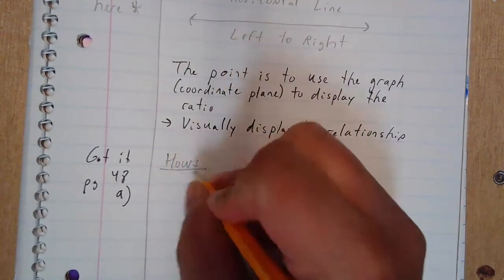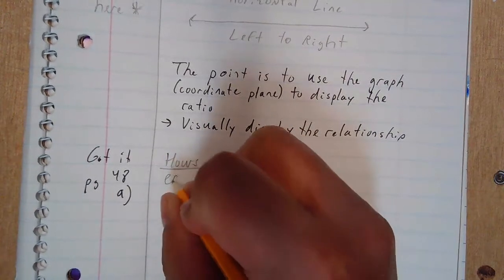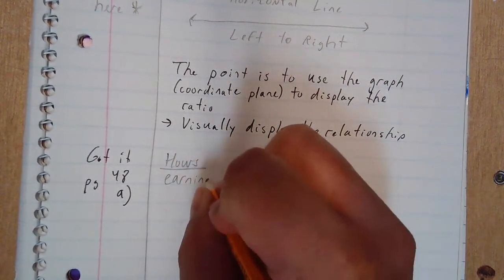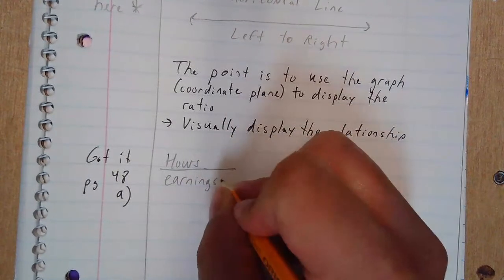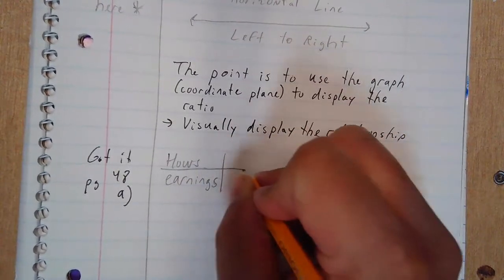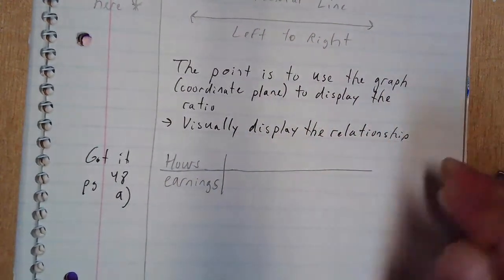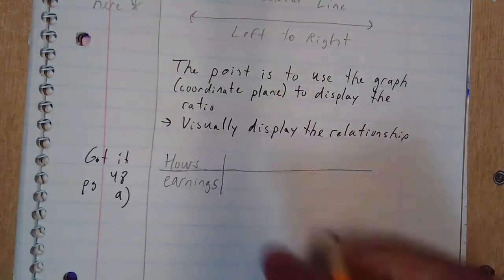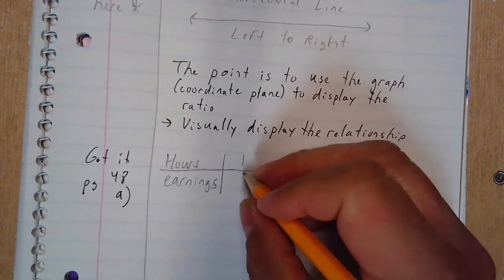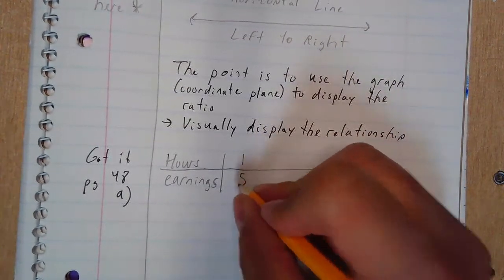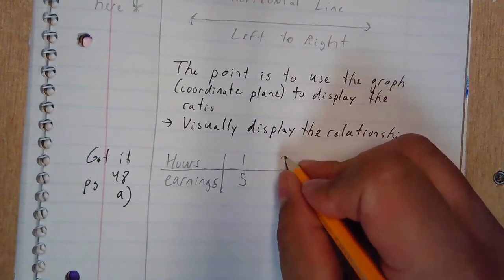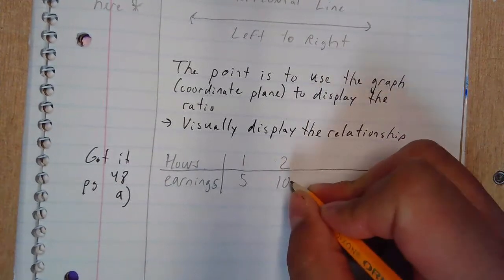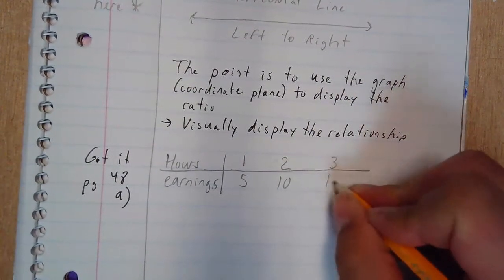Now, do you have to do the ratio table? I want to say yes, unless you're really sure of what you're doing. But since you're just learning this, it might be in your best interest just to follow along here. According to the table, in 1 hour, she makes $5. In 2 hours, she makes 10. In 3 hours, she makes 15.